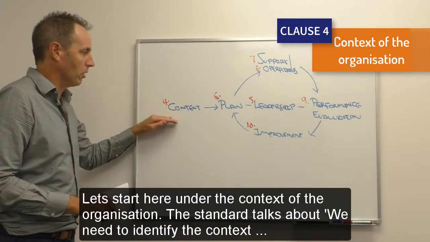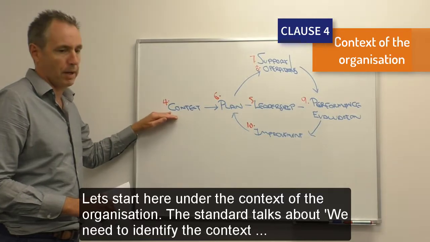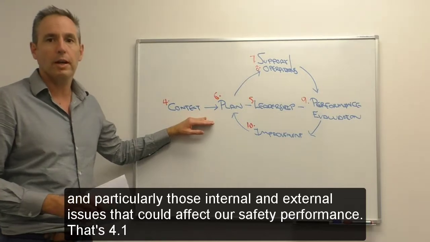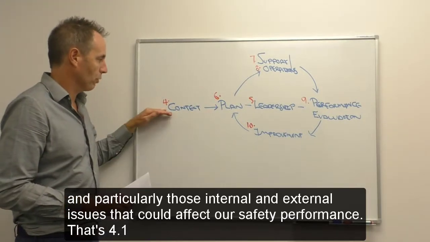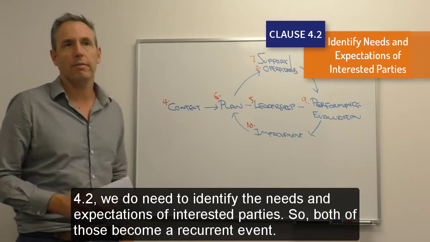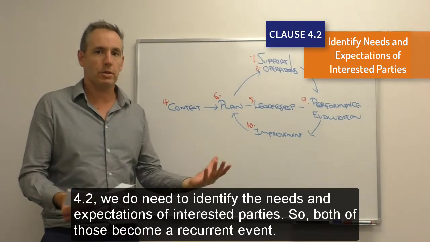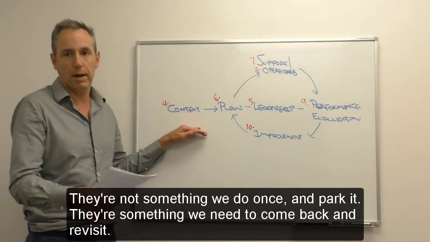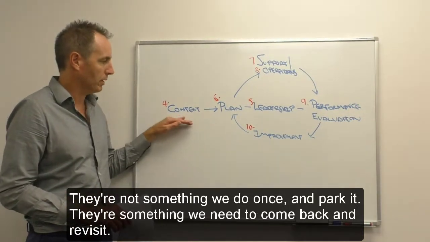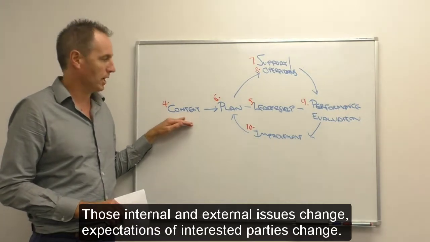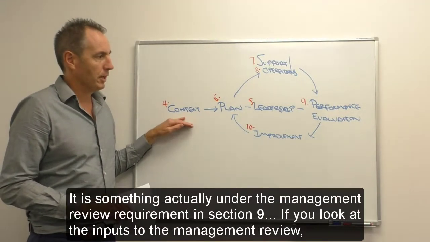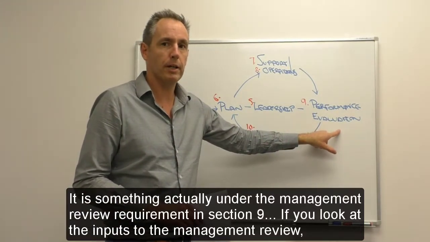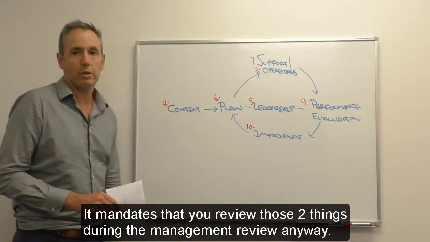Let's start here under the context of the organisation. The standard talks about we need to identify the context, and particularly those internal and external issues that could affect our safety performance. That's 4.1. 4.2, we do need to identify the needs and expectations of interested parties. So both of those become a recurrent event. They're not something we do once and park it. They're something we need to come back and revisit. Those internal and external issues change, expectations of interested parties change. It is something actually under the management review requirement in section 9. If you look at the inputs to the management review, it mandates that you review those two things during the management review anyway.